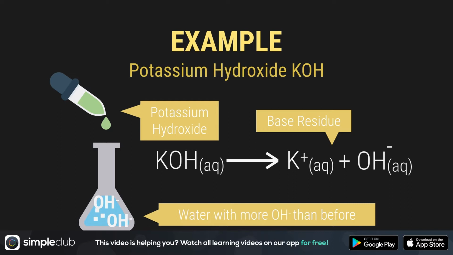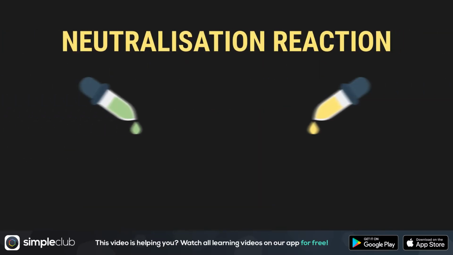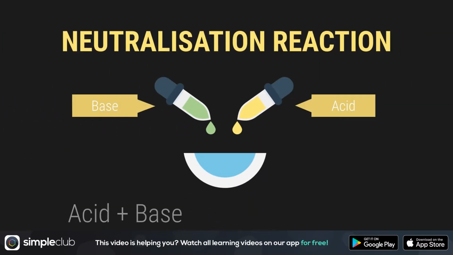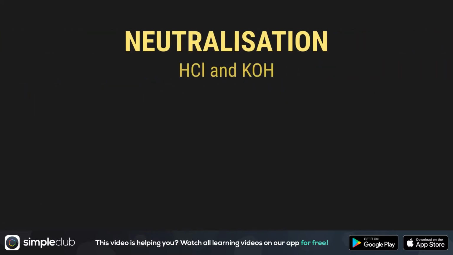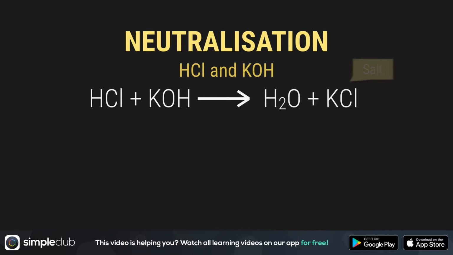Now another thing. You can also join Arrhenius acids and bases together. They'll form water and a salt. So an acid plus a base reacts to make water plus a salt. Nice! Let's put hydrochloric acid and potassium hydroxide together. In our mixture, we will form H2O and the salt potassium chloride or KCl.